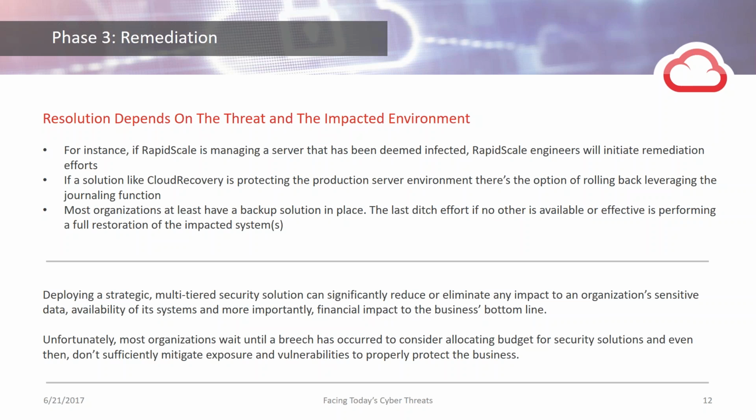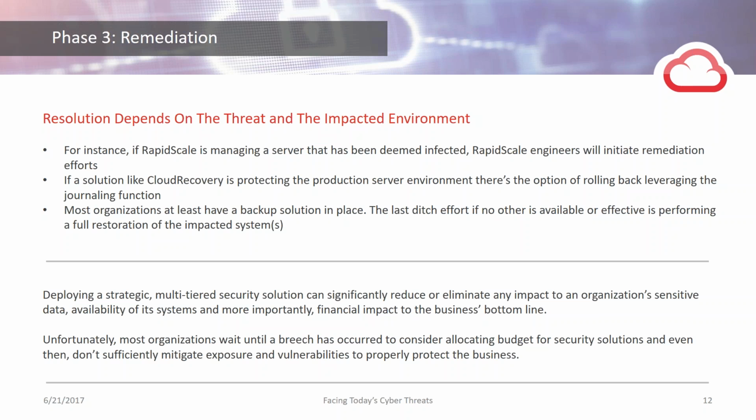So what if the vulnerability was a BitLocker on a file system, or what if it's a DDoS, and then we can come up with what's that resolution or what's that remediation. So for instance, if RapidScale is managing the server and we feel like that server has been exploited, and hopefully we have something like AlienVault in place, hopefully we have something like Encapsula or Fortinet at the border with IPS and IDS in place.